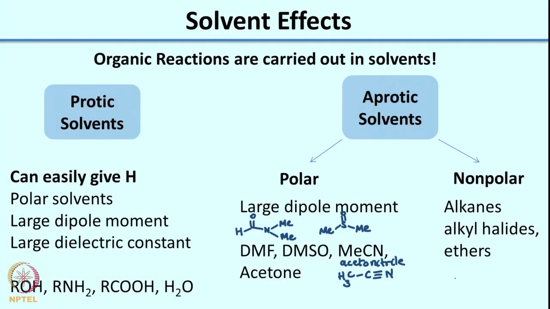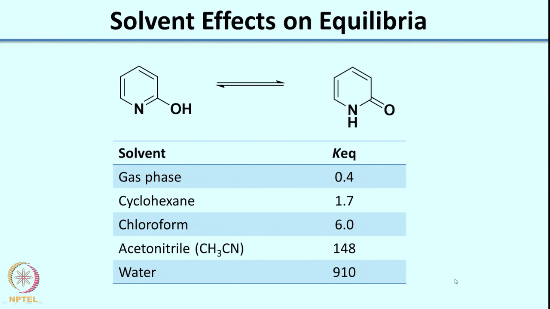So the question I had asked you before we went into the classification is, do they have an effect on the reaction? So let us first see what effect they can have on the thermodynamics. And a classic example is shown here. Here you have the equilibrium leading to formation of 2-pyridone. So here you have two forms. One is the aromatic 2-hydroxy form and the other is the amide form.